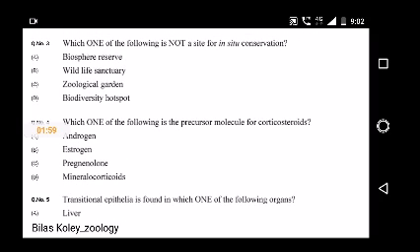Now we will discuss question number 3. Which one of the following is not a site for in situ conservations? And the options are Biosphere Reserve, Wildlife Sanctuary, Zoological Garden, Biodiversity Hotspot. In these questions, the right option is option C.